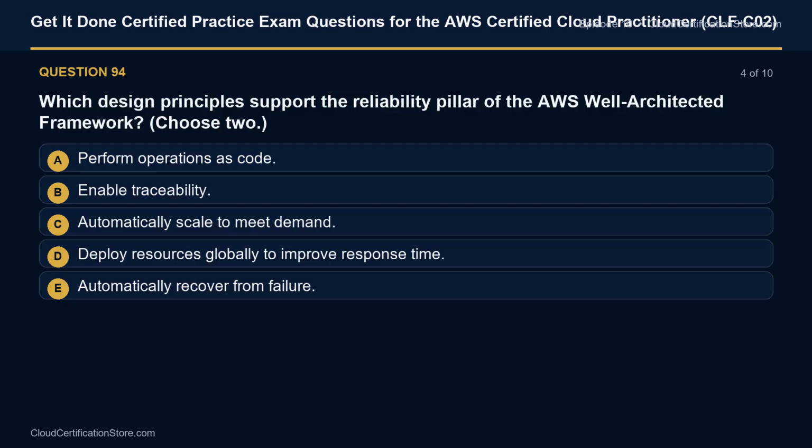Question 94. Which design principles support the reliability pillar of the AWS Well-Architected Framework? Choose 2. Option A. Perform operations as code. Option B. Enable traceability. Option C. Automatically scale to meet demand. Option D. Deploy resources globally to improve response time. Option E. Automatically recover from failure.